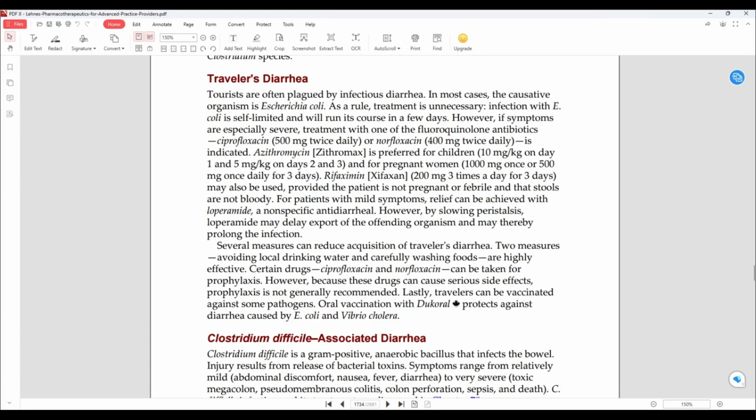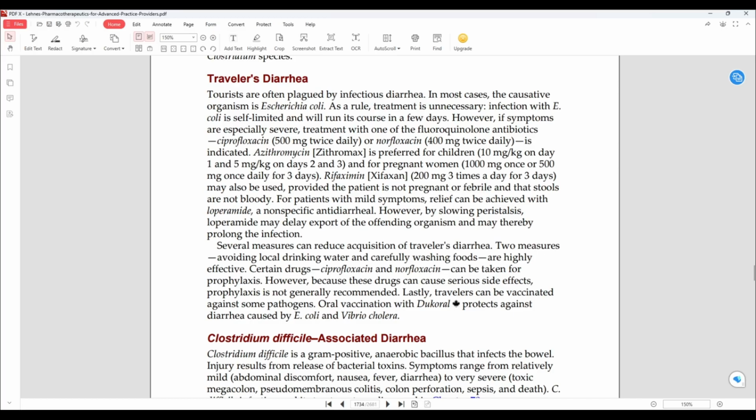Traveler's diarrhea. Tourists are often plagued with infectious diarrhea. In most cases, the causative organism is E. coli. As a rule, treatment is unnecessary. Infection with E. coli is self-limited and will run its course in a few days. However, if symptoms are especially severe, treatment with fluoroquinolone antibiotics, ciprofloxacin or norfloxacin, is indicated.